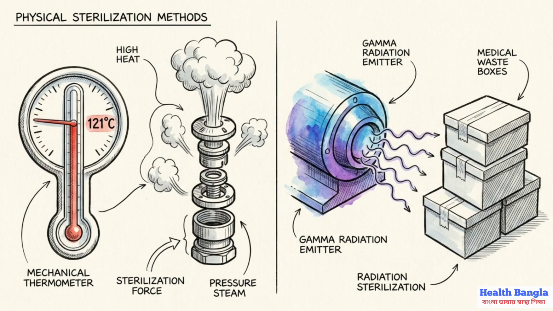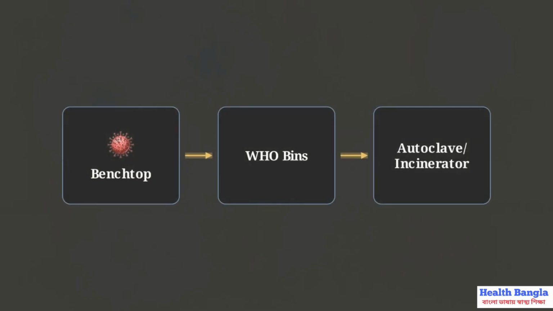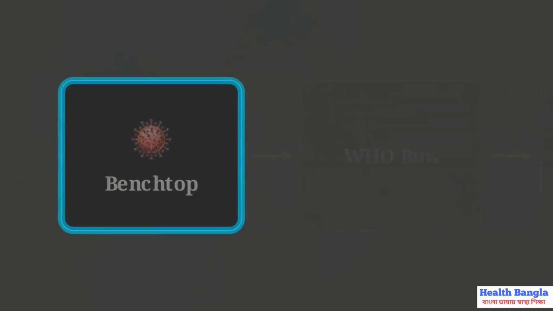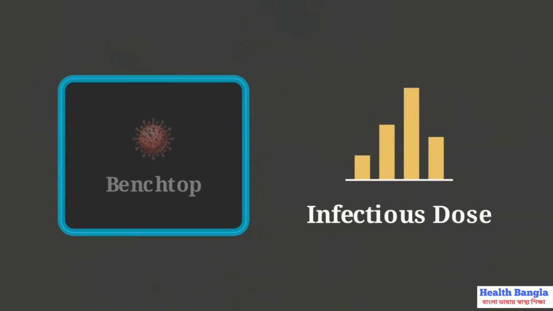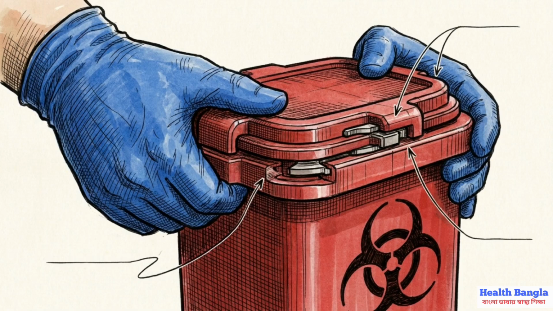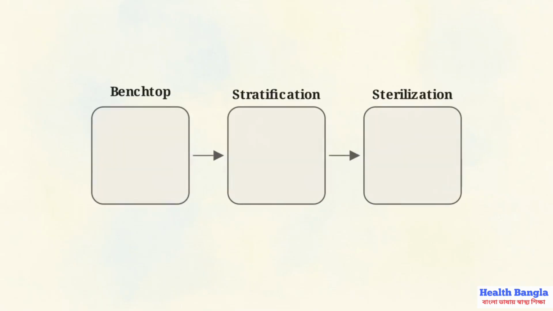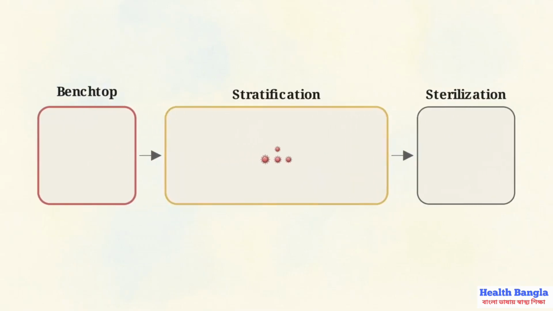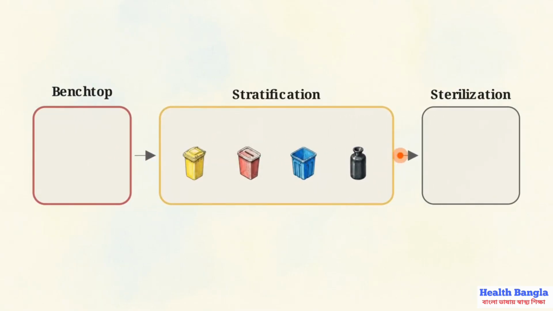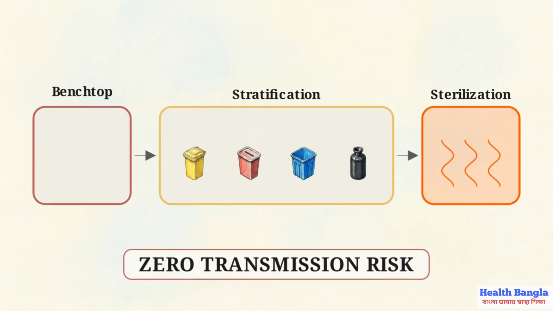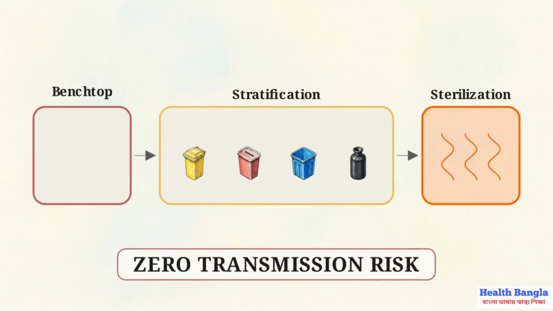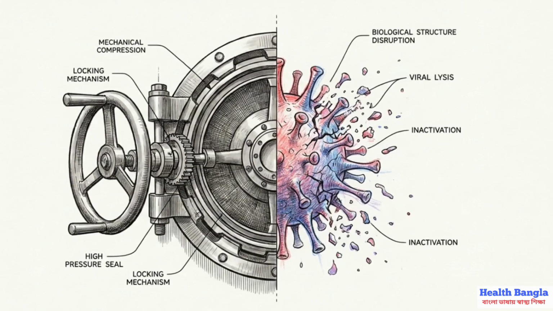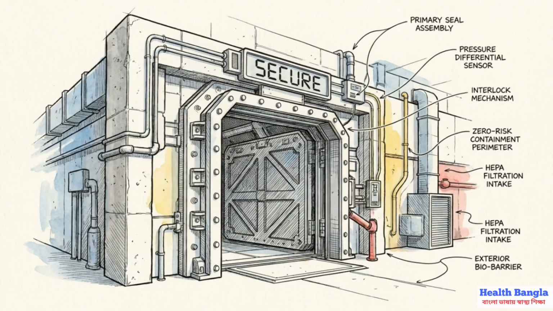neutralized. The laboratory functions as an engineered machine designed for containment. The system starts by identifying the exact infectious dose of the pathogen on the benchtop. We anticipate the vectors of transmission and physically block any unnatural routes of entry into the host. We capture the threat in stratified WHO waste bins based on its physical state. Finally, we apply the extreme physics of sterilization to ensure nothing survives the loop. Biosafety is the successful application of physical and chemical forces to counter a biological threat, reducing the mathematical risk of transmission to zero before any waste ever leaves the facility.